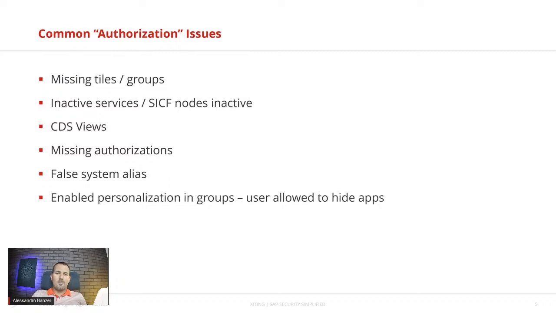What are the most common issues that we have seen over the years? First of all, a customer or a user reports that they're missing tiles or they're missing groups, they're missing a space, a page. They don't see something that they're expecting to see on the Launchpad. That's one sort of issue. First of all, how can it happen? That can happen because they're missing authorizations. That can be because they're doing something with the personalization, or they don't have the authorizations at all. There are different reasons why a user might not see a tile on the Launchpad.